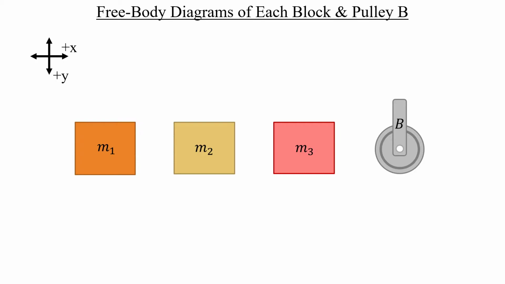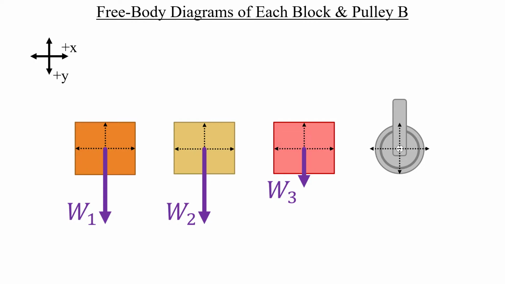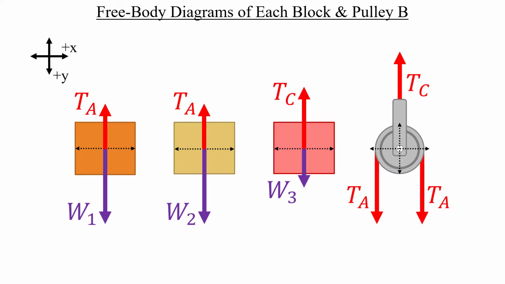If we remove their labels and we add our axes, we can start adding some vectors. The blocks will all have their weights pointing straight down and their tensions pointing upward. I've drawn the weight vectors for block 1 and 2 longer than their tensions since the net motion is down, and vice versa for block 3. For pulley B, we weren't provided a mass, so we can't draw a weight vector here, but we certainly can draw the tension vectors acting on this object.